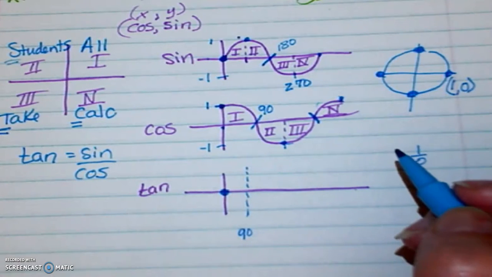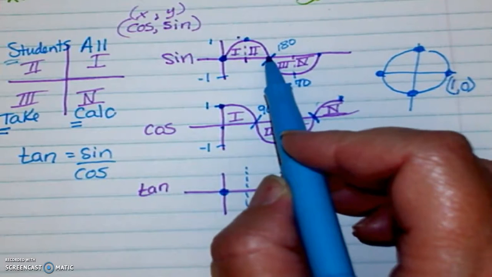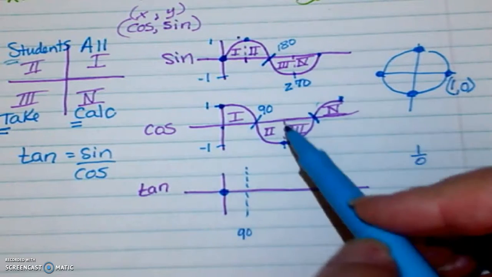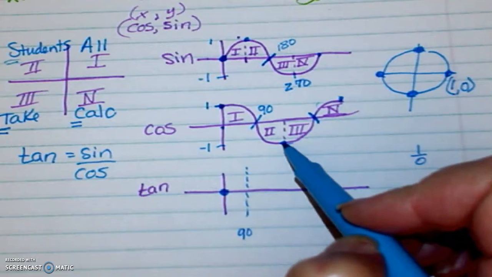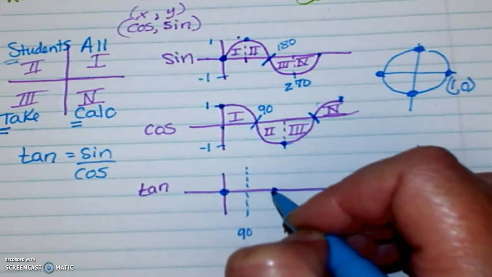Well, what happens at 180 degrees? At 180 degrees, you get 0 divided by negative 1. And 0 divided by negative 1 is 0 again.